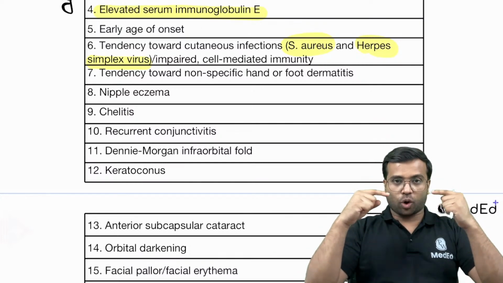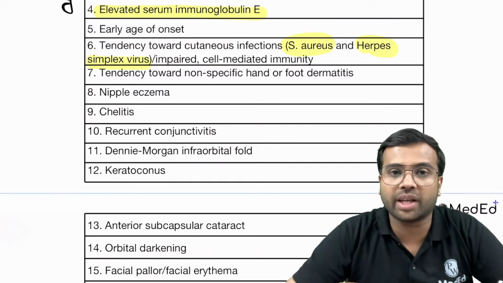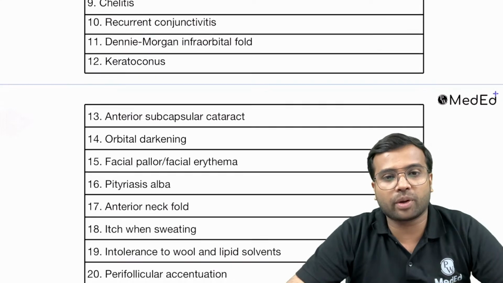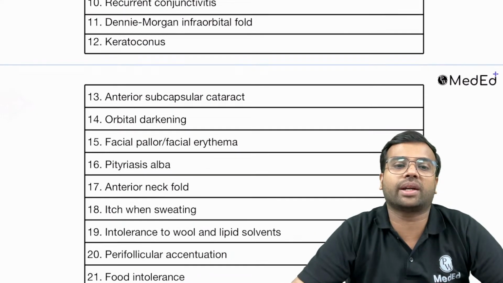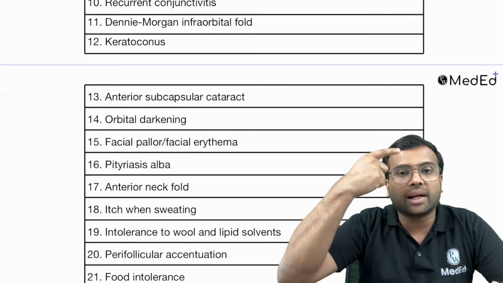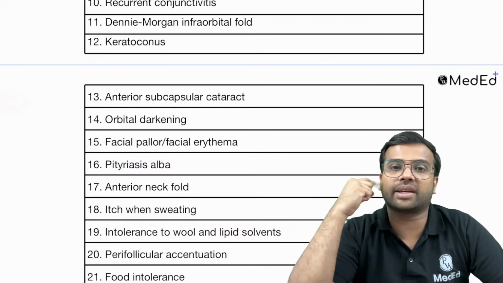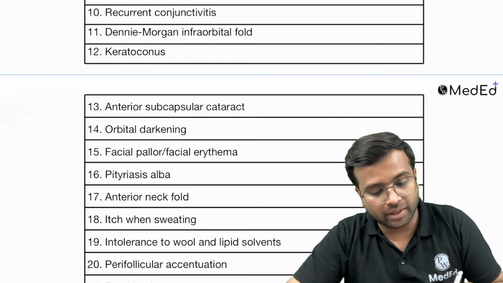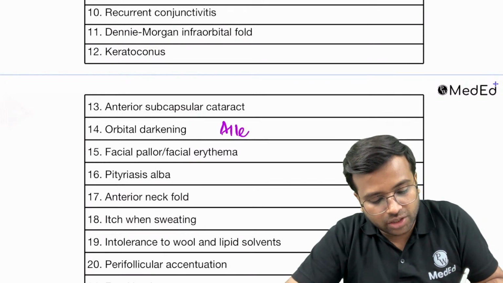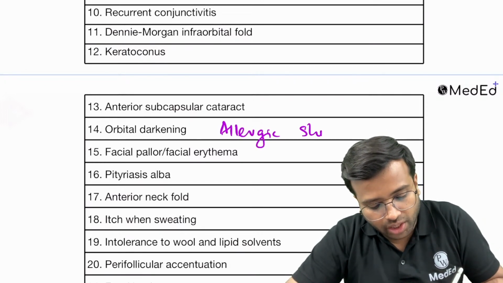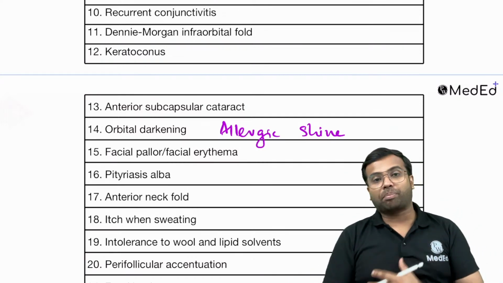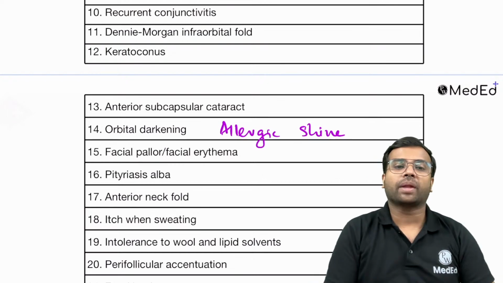Keratoconus, when you get this cone-shaped lesion over the eyes, this is called keratoconus. Anterior subcapsular cataract is reported. Periorbital darkening or orbital darkening can also be seen. This is also called the allergic shine. So the orbital darkening can be seen. Facial pallor or facial erythema.